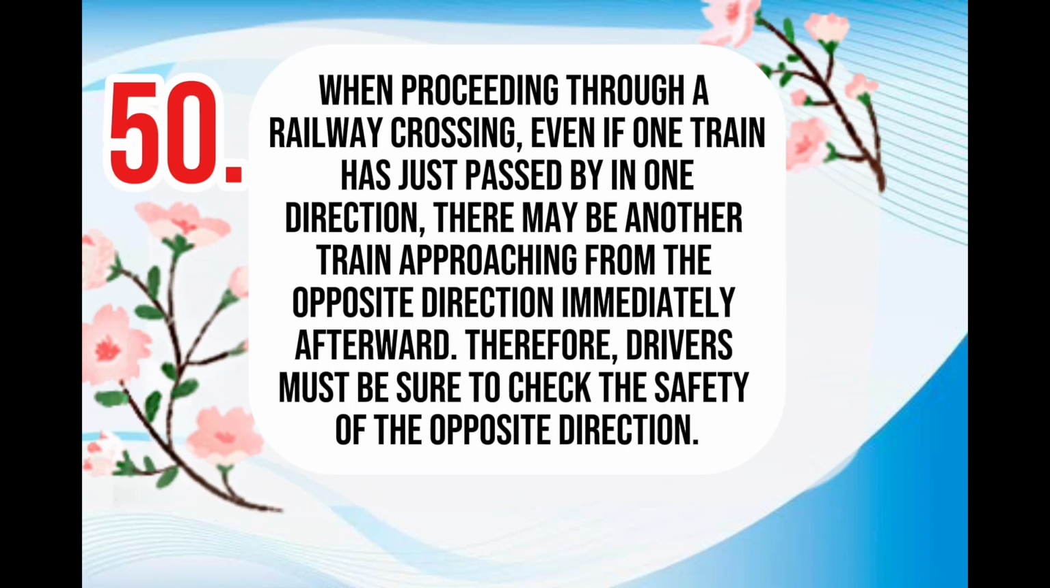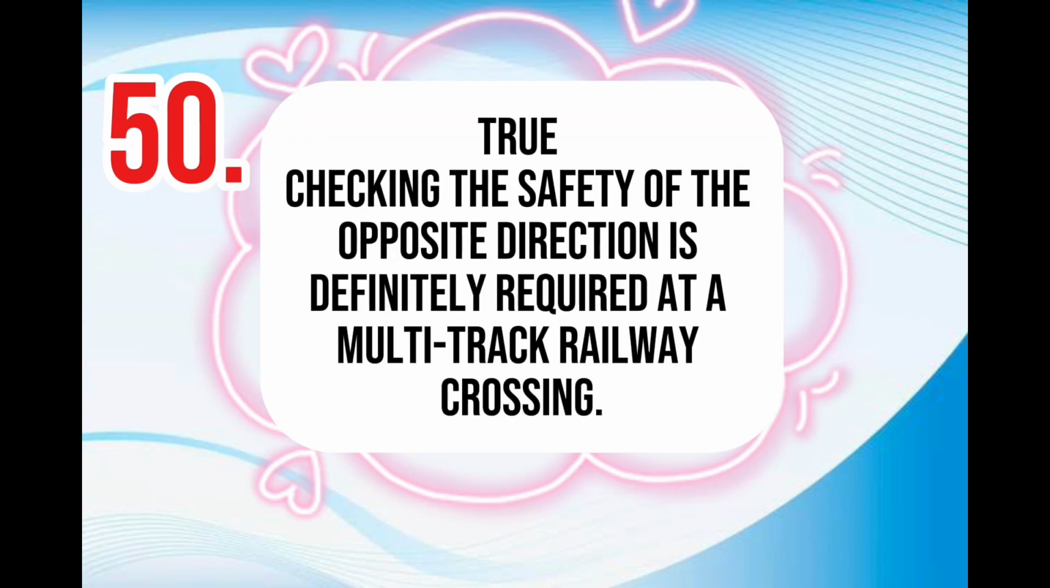When proceeding through a railway crossing, even if one train has just passed by in one direction, there may be another train approaching from the opposite direction immediately afterward. Therefore, drivers must be sure to check the safety of the opposite direction. True. Checking the safety of the opposite direction is definitely required at a multi-track railway crossing.